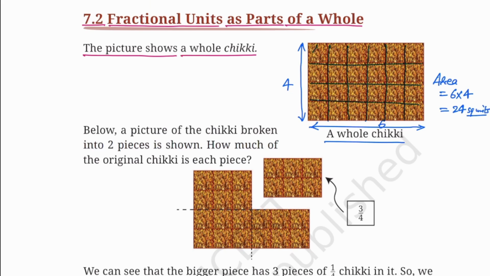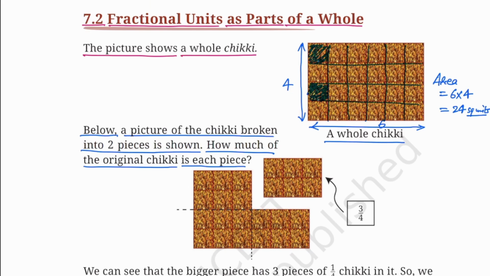You can see 24 small square units here of this size, which I am shading. Below, a picture of the chicky broken into 2 pieces is shown. How much of the original chicky is each piece?